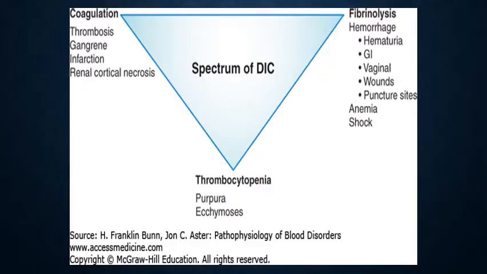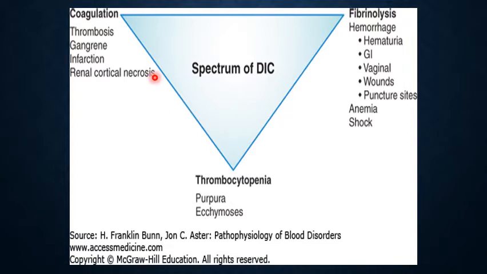This is the triangle showing the spectrum of disseminated intravascular coagulopathy, DIC. It includes, at one of its ends, fibrinolysis, in which there is hemorrhage, hematuria, GI bleeding, vaginal bleeding, wound and puncture site bleeding, associated with anemia and shock.